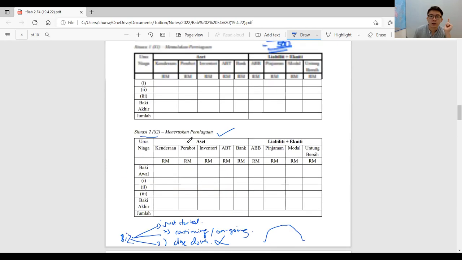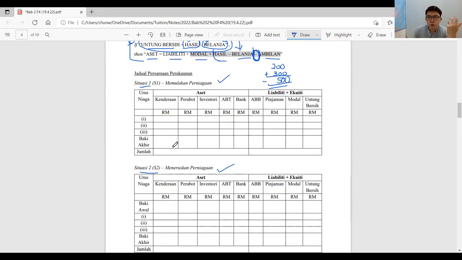All right, okay. Then, what is this persamaan perakaunan actually? Okay, so this persamaan perakaunan is a very simple way of accounting, or of recording your daily transaction. Or in BM, we call it a urus niaga. All right, so this persamaan perakaunan normally is being used by a very, very small company like all those kedai runcit, because it's very simple, very easy.